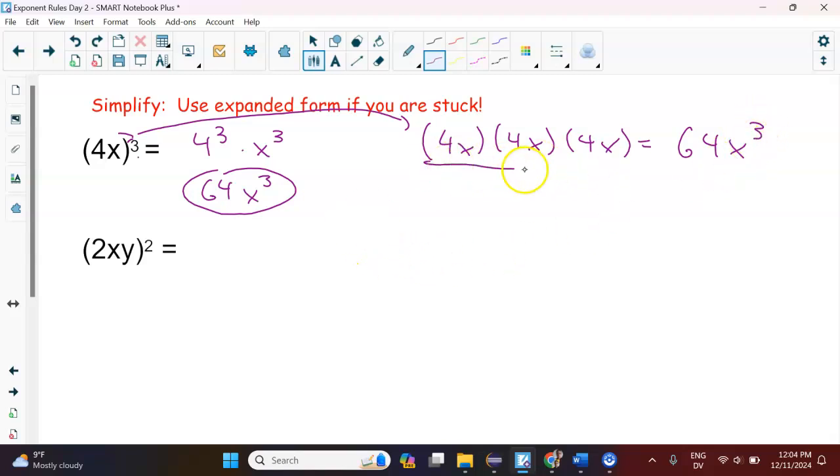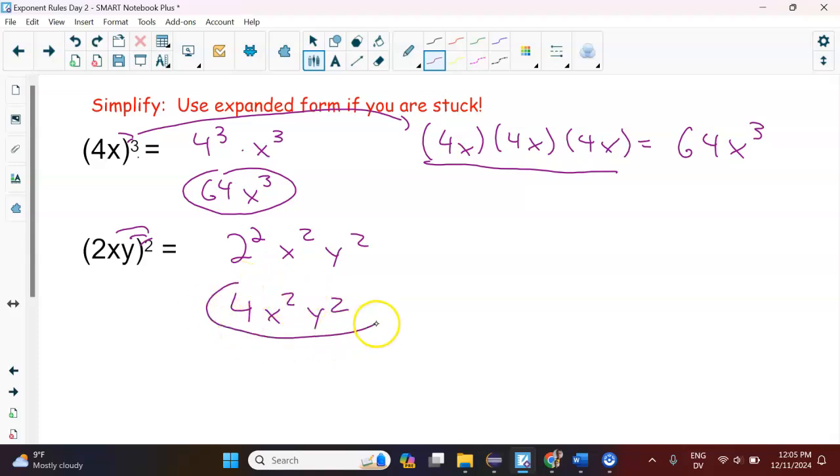So I only do this if I'm stuck. Otherwise, you can just do the rule. So on this one, if we distribute it in, we end up with 2 squared, x squared, and y squared. So we end up with 4x squared y squared is what that cleans up to.